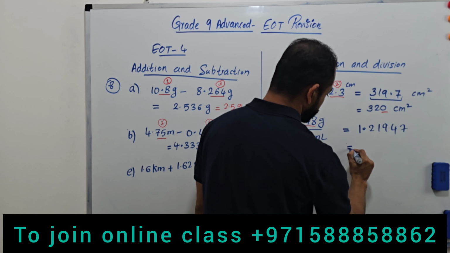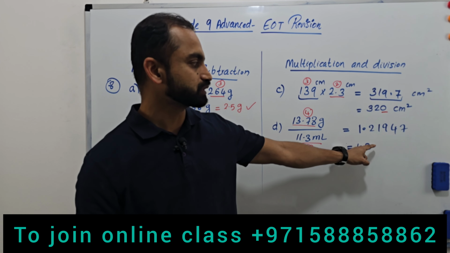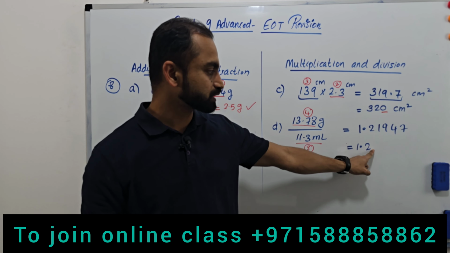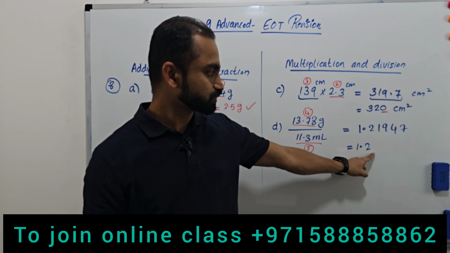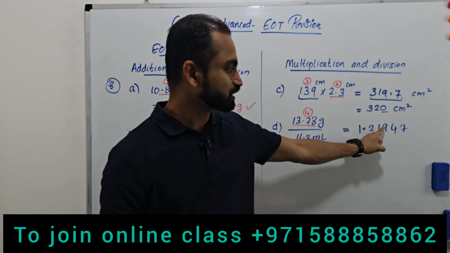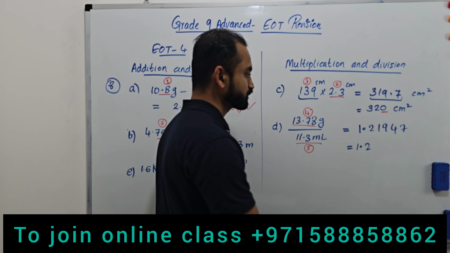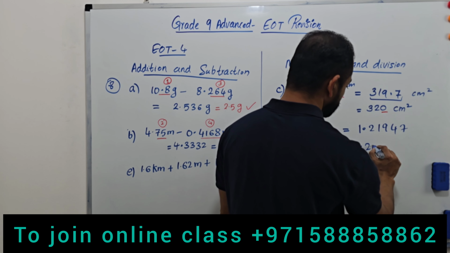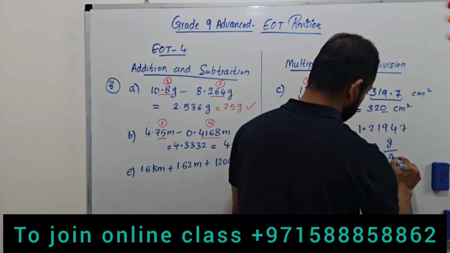Like this, right? 1.219. So you can write one more digit. What digit will you write next? Will it be 2? 2, because the next digit after 1 is 9, right? So if it is 5 or more than 5, we need to round up the previous number. Okay, so 2.22 gram per milliliter, right?